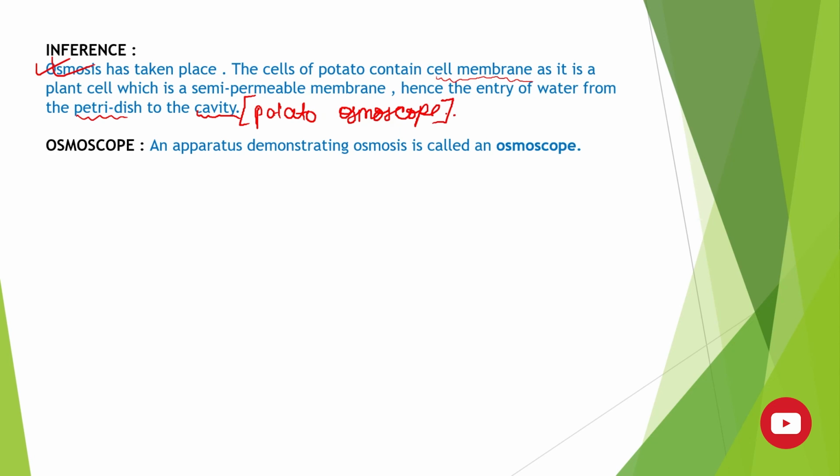That was all about the experiment. Now a very small definition. You have to just remember it. I have already said it when I was talking about potato osmoscope. Osmoscope is any apparatus that demonstrates the process of osmosis. It can be any experiment. In the previous experiment, osmoscope was potato. Since we were using potato to demonstrate osmosis, it was known as potato osmoscope.